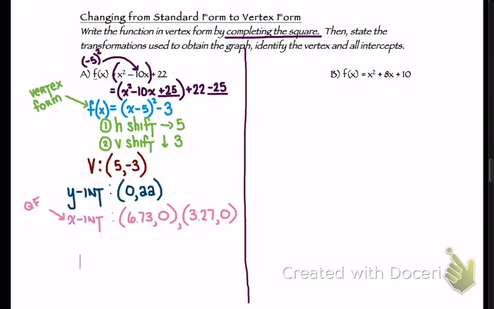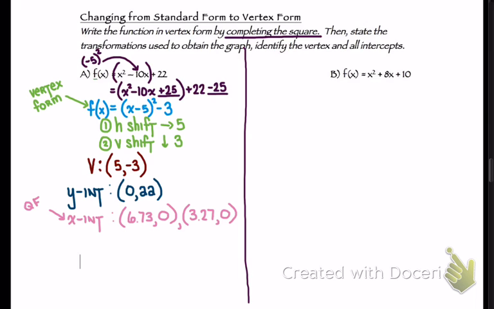Your y-intercept and your x-intercepts should be written as points. Do not just simply put the number. Make sure you always write them as points. And ta-da, you have just learned everything about vertex form. So, let's take a look.